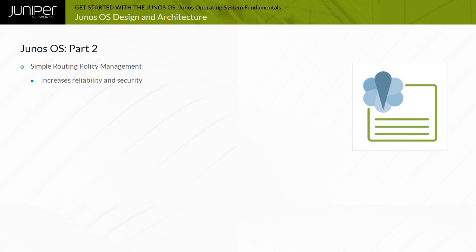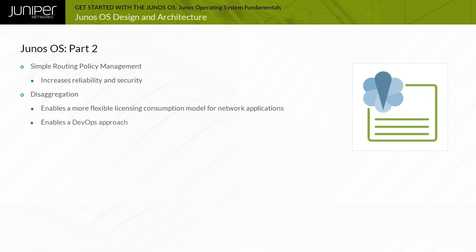Over time, Junos OS has evolved from a monolithic operating system to a disaggregated network operating system, where the Junos OS has become independent of the hardware, and the operating system itself has been separated into its individual parts. This disaggregation enables a more flexible licensing consumption model for network applications and enables a DevOps approach that simplifies complex network operations and improves service agility.